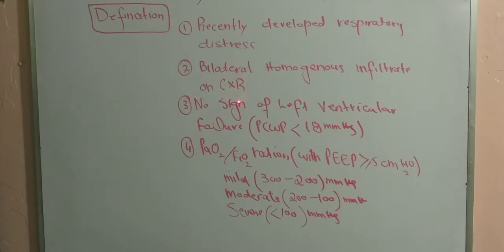But it is very important that first you need to rule out that there is no pulmonary edema because of left ventricular failure. You need not have a heart failure. So the pulmonary capillary wedge pressure or pulmonary capillary occlusion pressure should be less than 18 millimeters of mercury, which effectively rules out the presence of left ventricular failure.